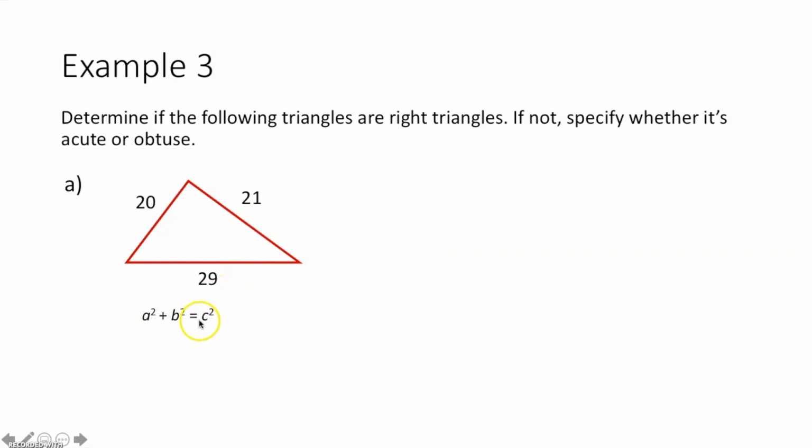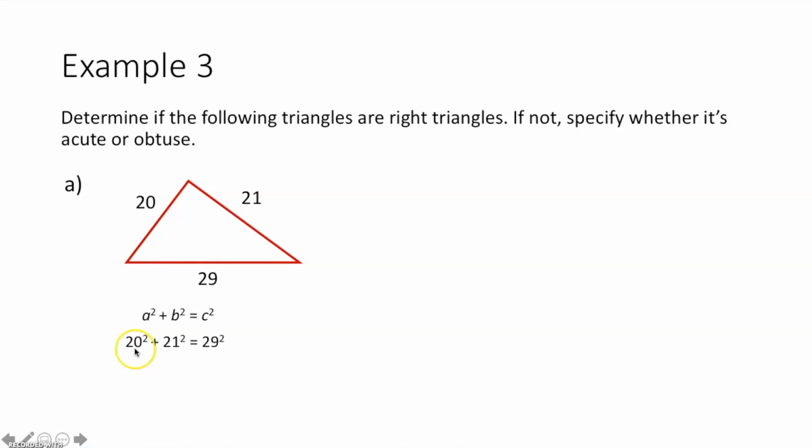Well, I have a squared plus b squared equals c squared. Which one goes in where? Well, we only care which one goes in for c, because a and b, you can flip-flop. C has to be the biggest side. So here, that's 29. We plug in 29 for C, and then 20 can go in for A, 21 can go in for B, or vice versa.